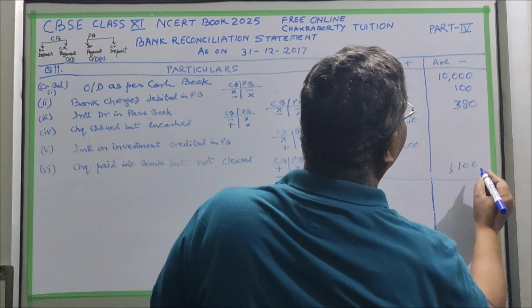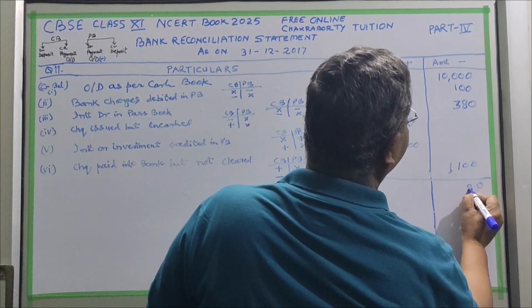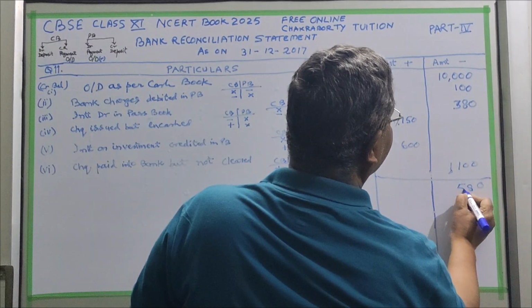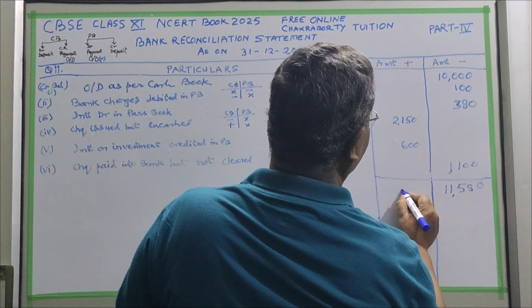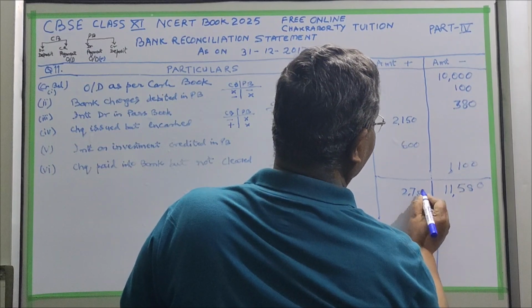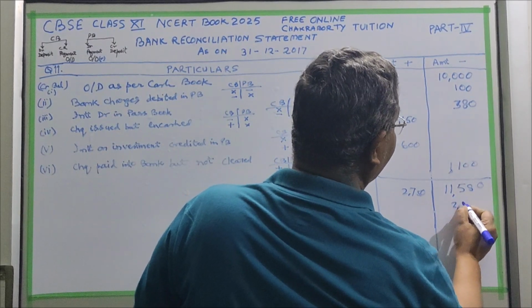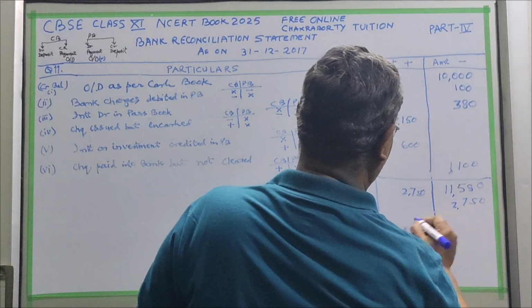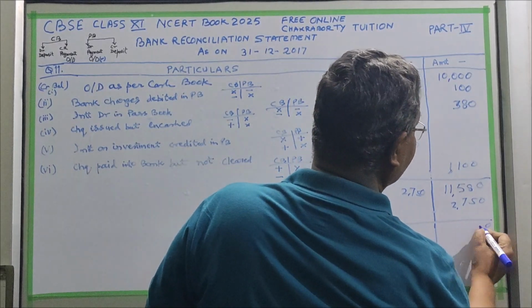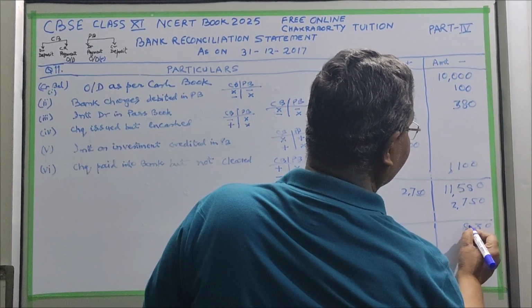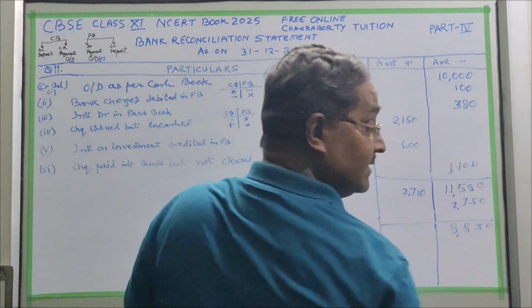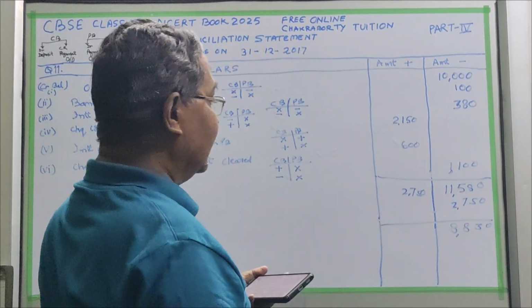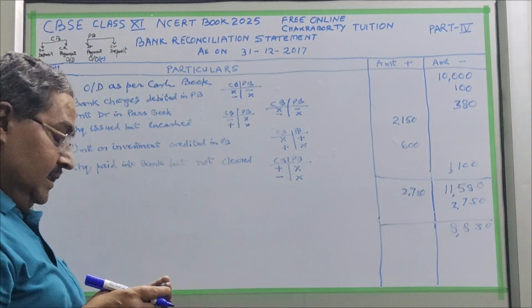So here 0, 8, 4, 5, 5 or 11, 5. Here you see 2, 7, 5, 0. So it will go to this side. 2, 7, 5, 0. What is remaining? 0, 3, 8, 7, 5, 0. This is your answer. 8, 8, 8, 3, 0.